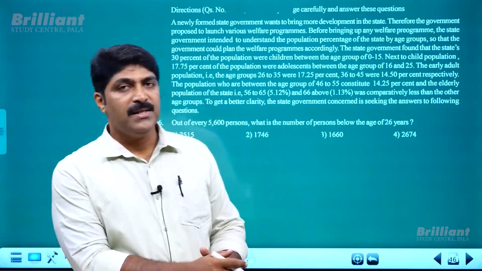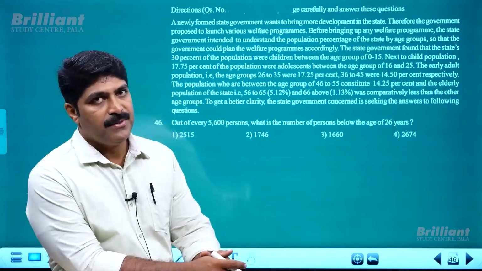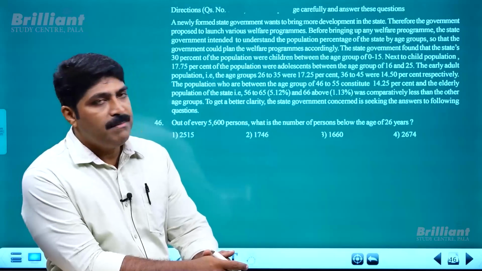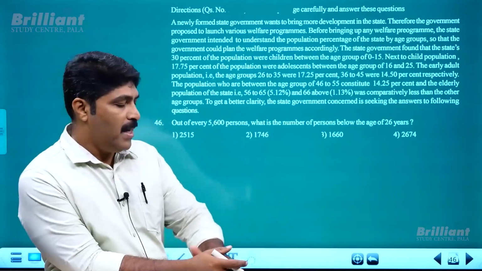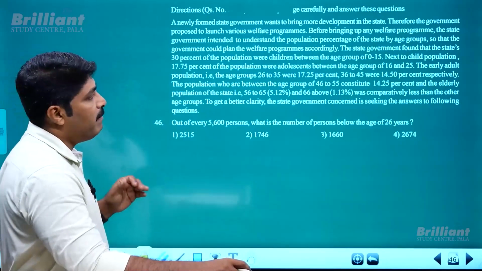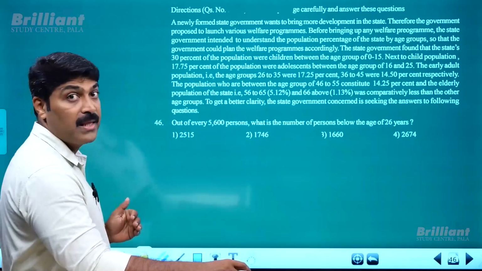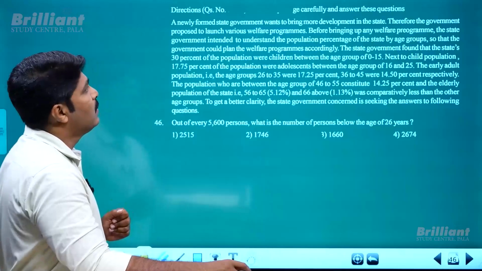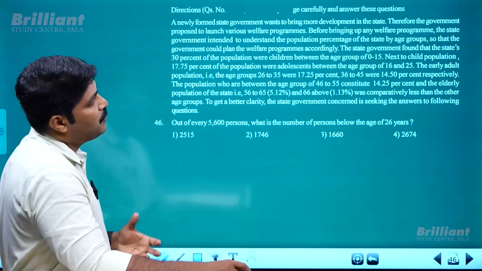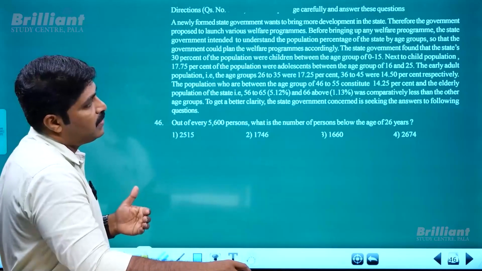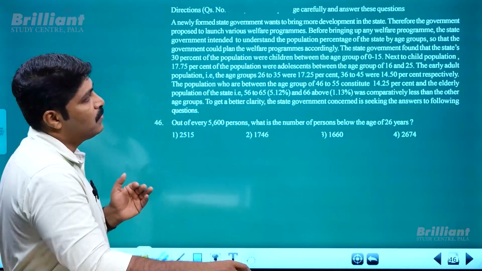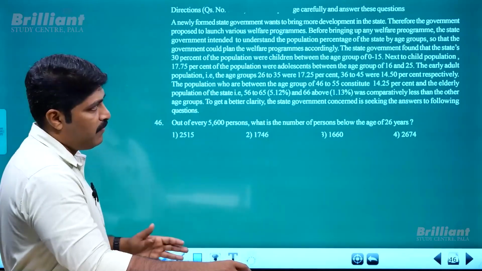Here also, this is the last set of questions of this quantitative aptitude set. And here, this caselet contains basic information data. Based on that data, you can make the conclusions for the given questions. Here, a newly formed state government wants to bring more development in the state and so on. Some of the basic information given is not much relevant.